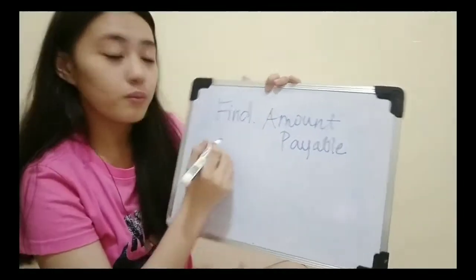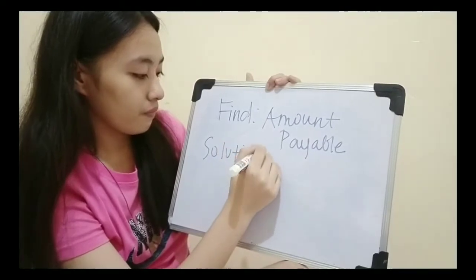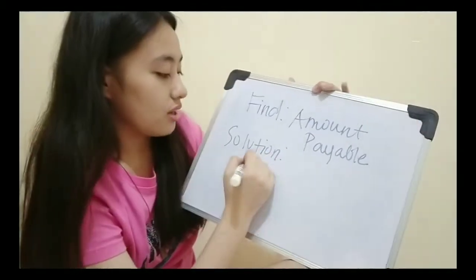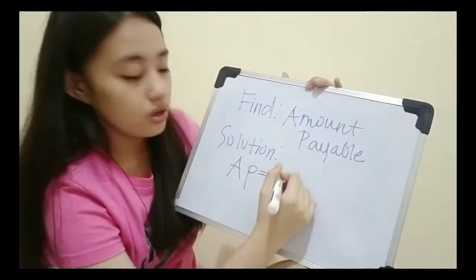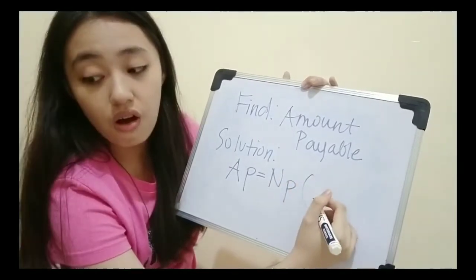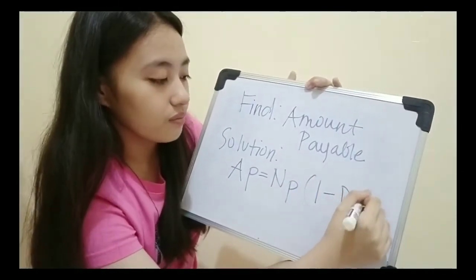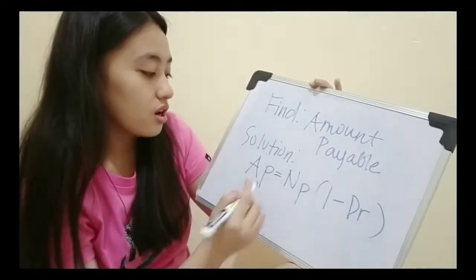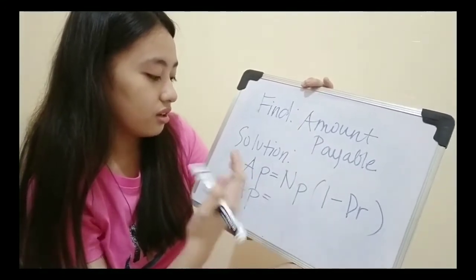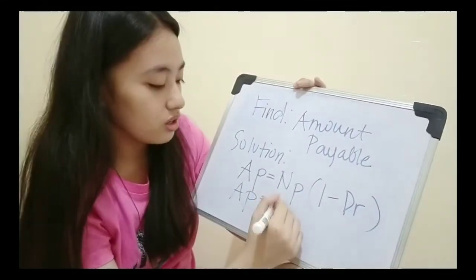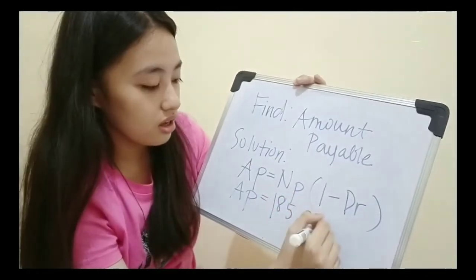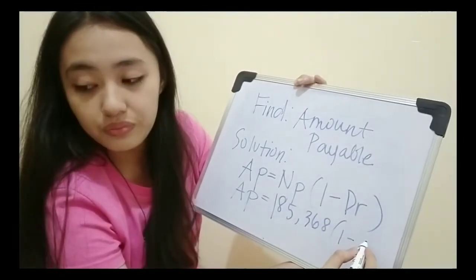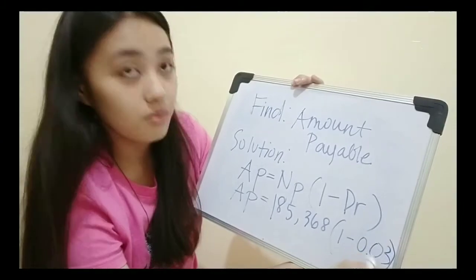And to solve this kind of problem, meron tayong gagamiting formula: amount payable is equal to net price times the quantity of 1 minus discount rate. So now, what we're going to do is to substitute the values here. Since the amount payable is what we're finding, yung net price ay 185,368, then 1 minus the discount rate of 0.03 from 3%.